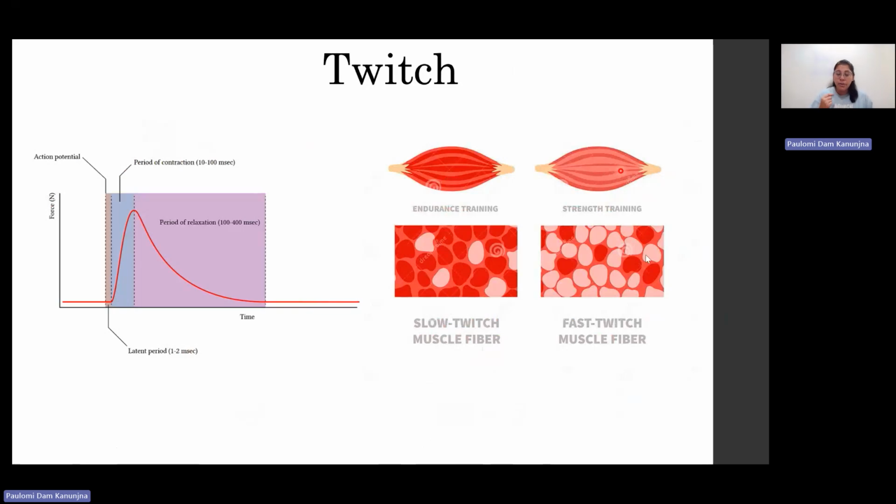So there, where you need more energy, you train them for strength. They are fast twitch fibers. Where you train them for endurance, they are slow twitch fibers. So these are the basic differences, and we have discussed this in the problem solving session also. So you can go back to the session and look into this in more detail.